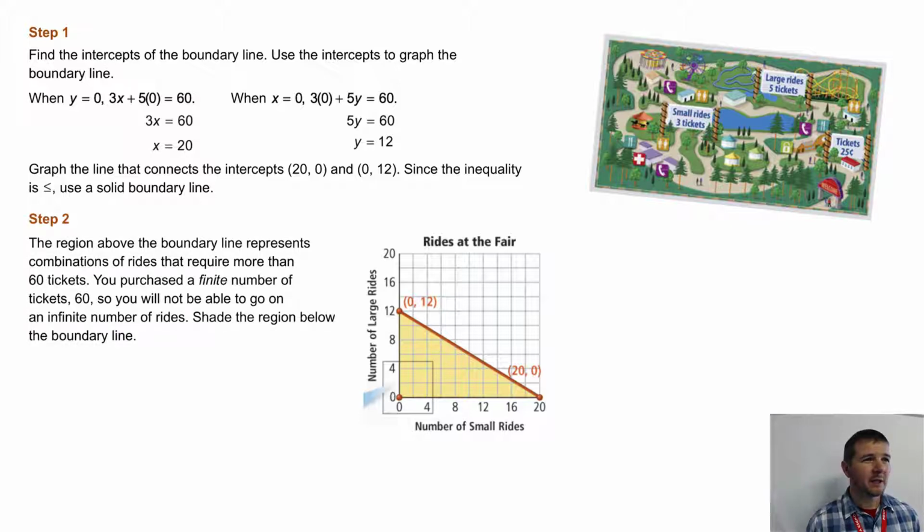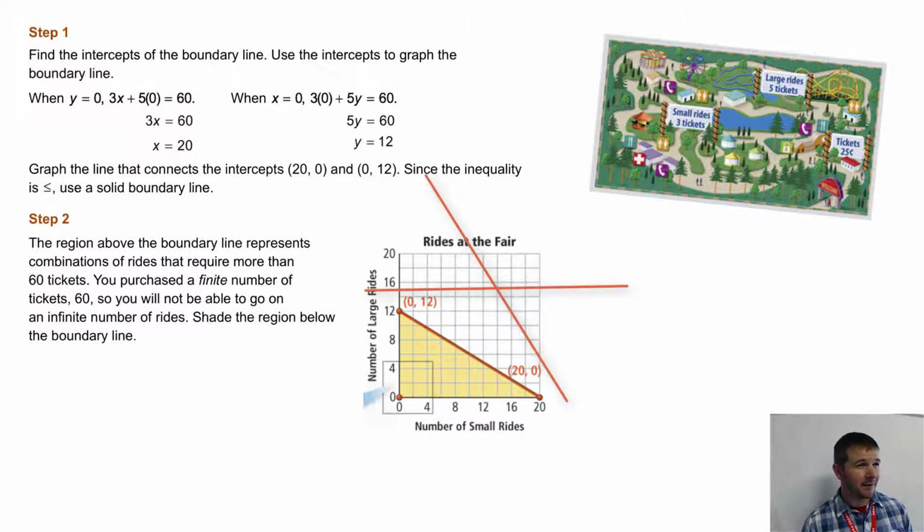Step 2, the region above the boundary line represents the combinations of rides that require more than 60 tickets. Now we only have 60 tickets, so that's not the region we're going to shade. You purchased a finite number, so not infinite. That was 60 tickets, so you will not be able to go on an infinite number of rides. Shade the region below the boundary line.